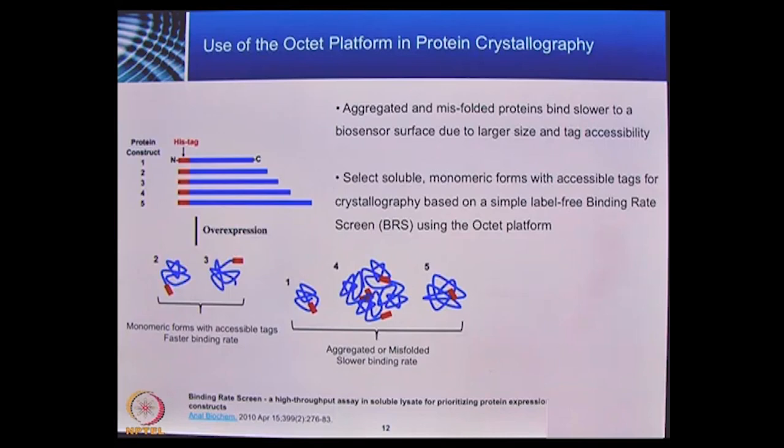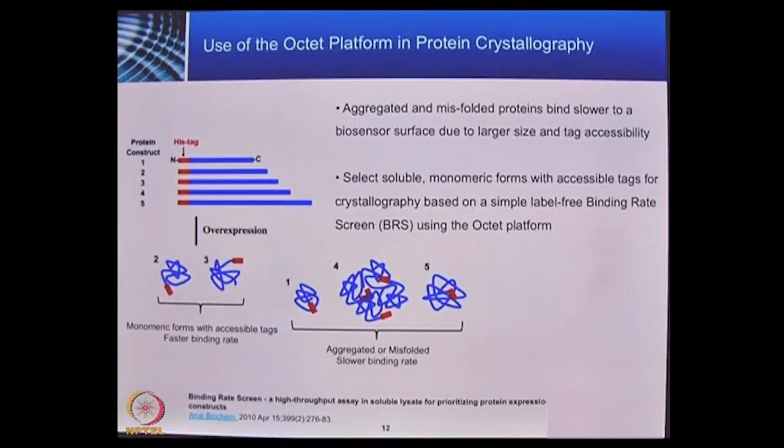Firstly, if the protein is folded correctly, the tag will be exposed on the surface, which allows it to bind to the biosensor. On the other hand, if the protein is not folded correctly, the tag will be buried inside the protein complex. As a result, misfolded proteins are not able to bind to the biosensor with anti-His antibody coated on it. Also, misfolded protein tends to form aggregates.